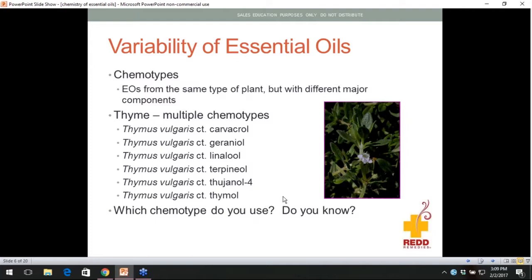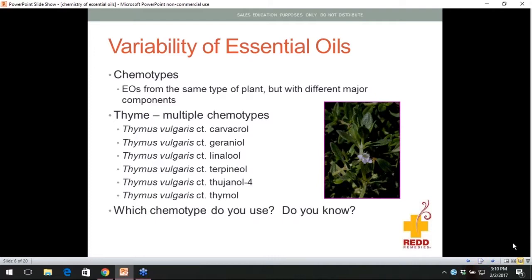So chemotypes are really, really important for aromatherapy, and also if you're using them topically, because all of these individual components of essential oils have very specific actions. So you don't just want one piece, you want them all, and sometimes you want higher thymol than you do terpineol. It just depends on what you want to use it for.